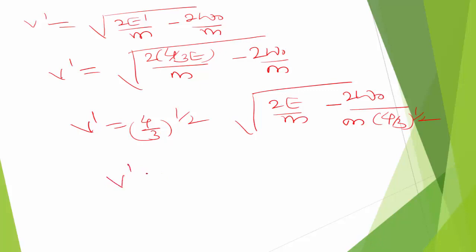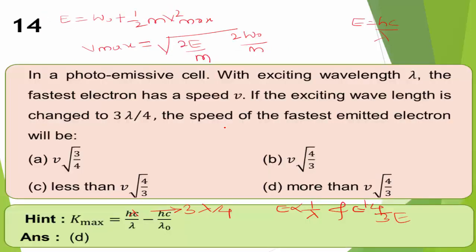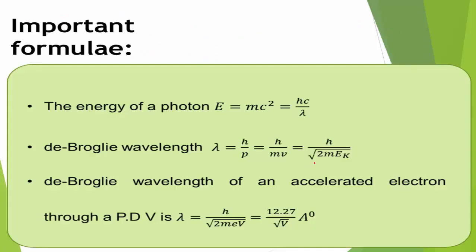Here v dash is greater than (4 by 3) whole to the power of 1 by 2 into v. Here the option D, more than v whole to the power of 4 by 3. Option D is the right answer.